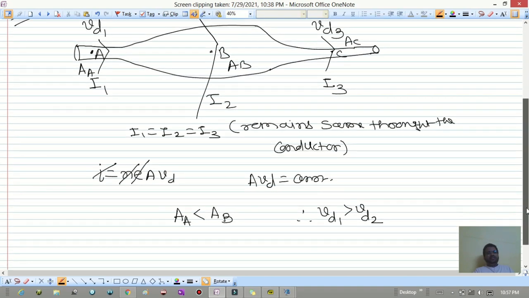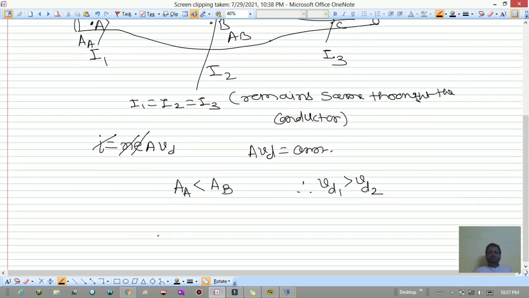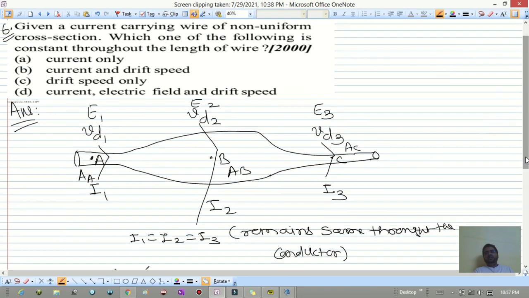And we know that the electric field and the drift speed relation is, drift speed is directly proportional to electric field. So therefore electric field at 1 is greater than the electric field at 2. So this is the relation which we have. So here only the current will remain the same, drift speed and the electric field will change according to area.